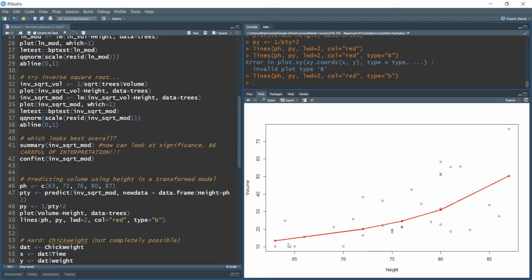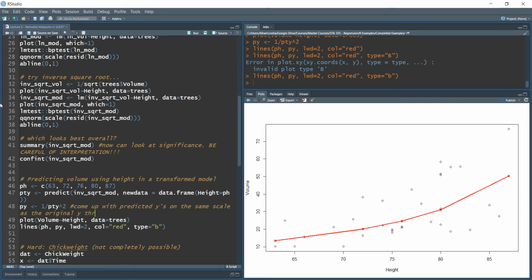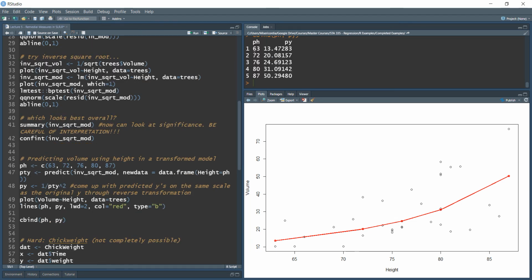And again, what am I doing here? Well, I did my prediction, I did my reverse transformation, so I come up with predicted Y's on the same scale as the original Y. And what I may hand my boss is, I'd make this a nicer table, but a little table of the predicted heights and then the predicted volumes, and just walk to my boss with this and say, well, here are some heights, here are some volumes. So if trees are around this height, this is what the volume would be.